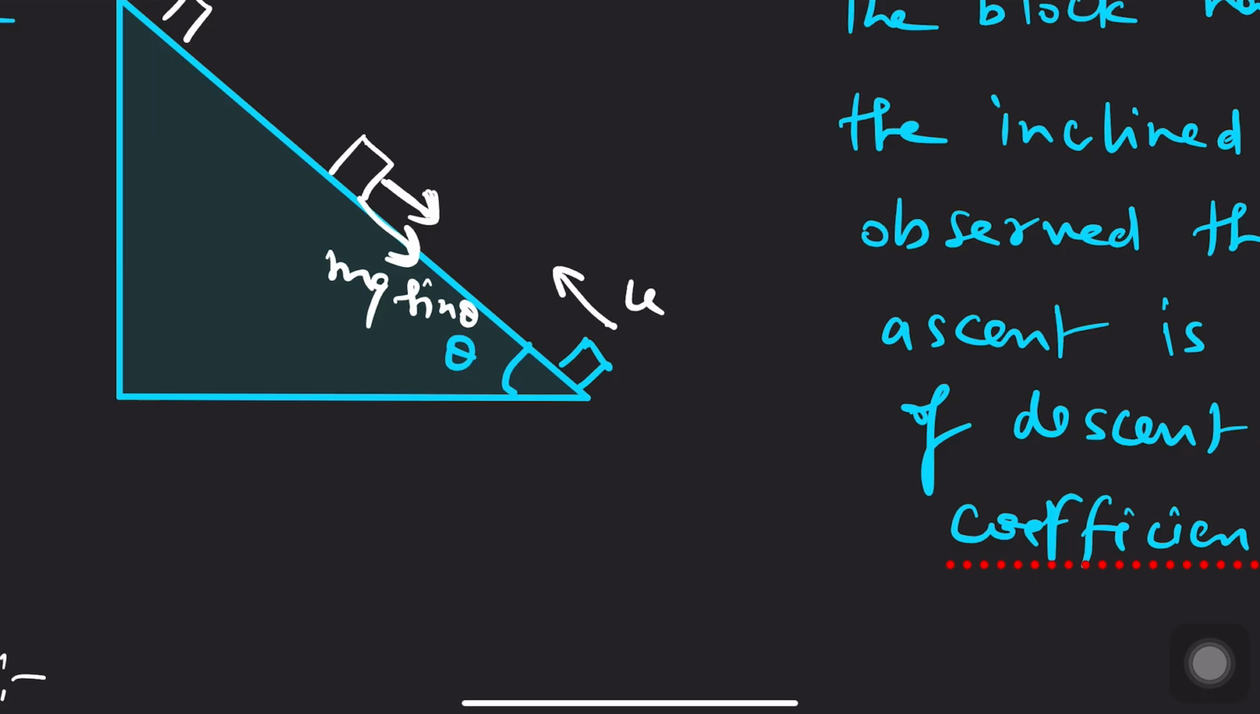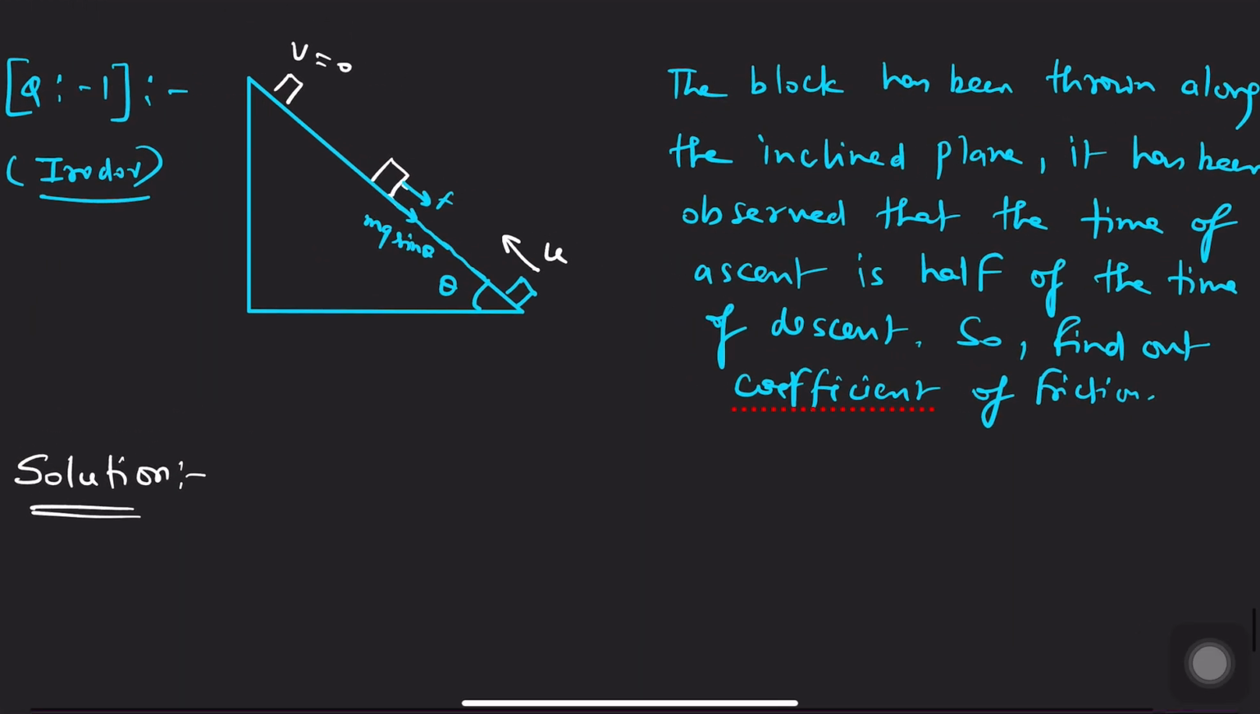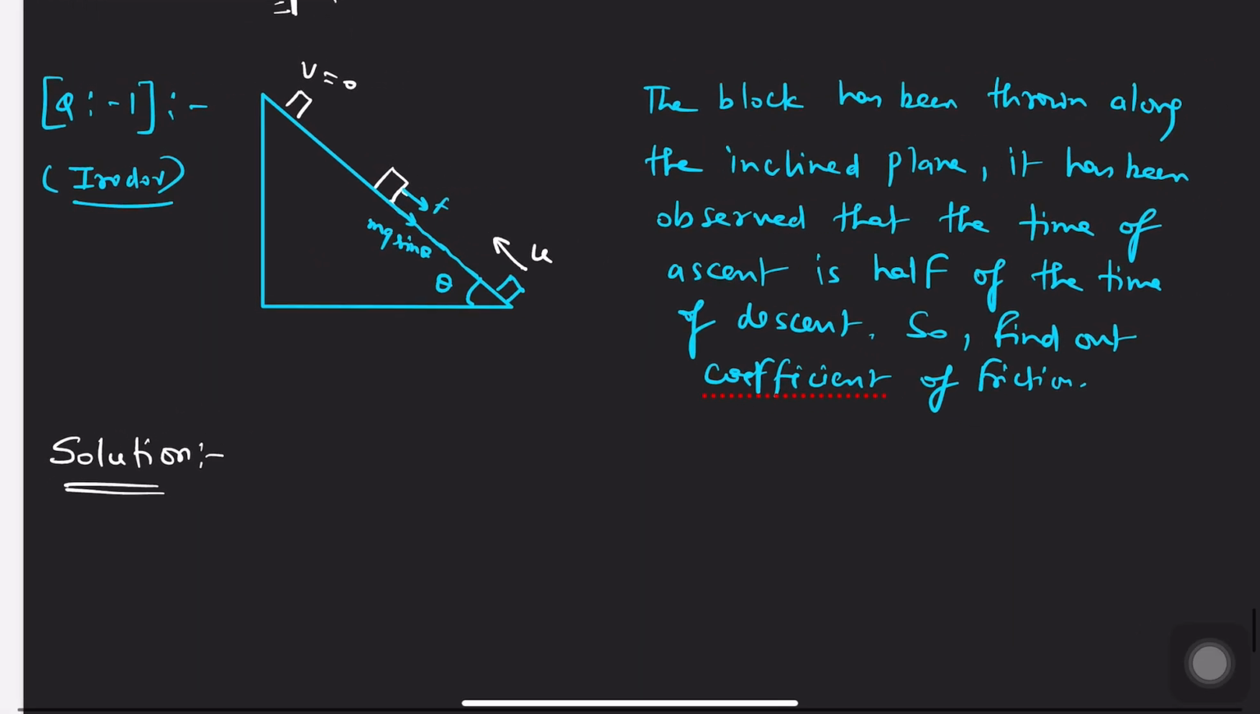Let me first make this so that you can see properly. Okay, and this is your friction, and this is your mg sin theta. Can you see or not? Now I'll do the analysis.